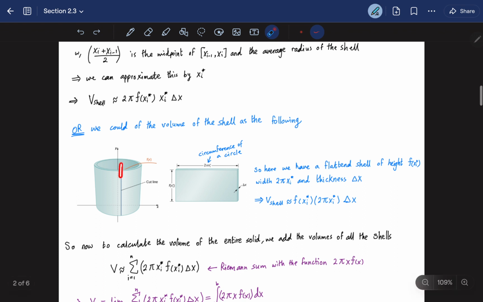What if we cut our cylindrical shell and just flattened it out? So you're going to get this solid where we know that the height is just f of xi, the thickness of it is just delta x, and the width of this rectangle is going to be 2 pi xi star. But why is that 2 pi xi, right?